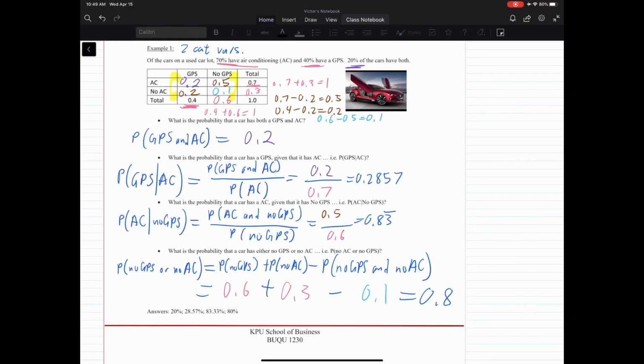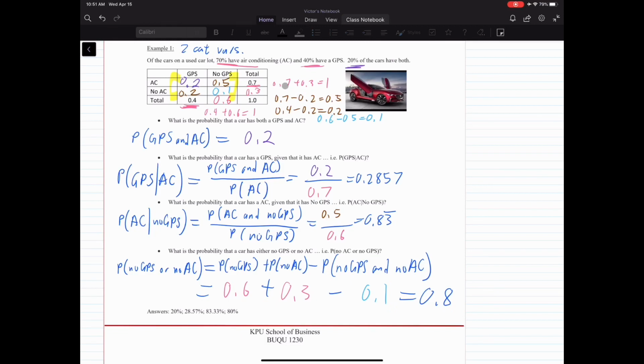Example 1: of the cars on a used car lot, 70% have air conditioning and 40% have GPS. 20% of the cars have both. So our first step of solving this question is to create a contingency table, which we have done here.